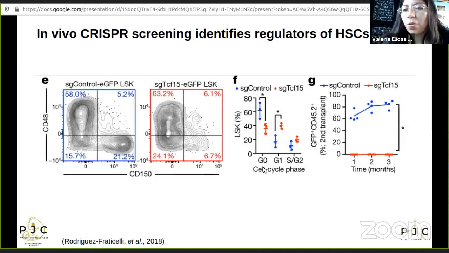And also, I think more importantly, when they try to make the second transplant, the cells without the transcription factor are not able to engraft anymore. So now we can say that TCF15 is altering not only the gene expression involved in quiescence, but is also altering the functionality of the hematopoietic stem cells.